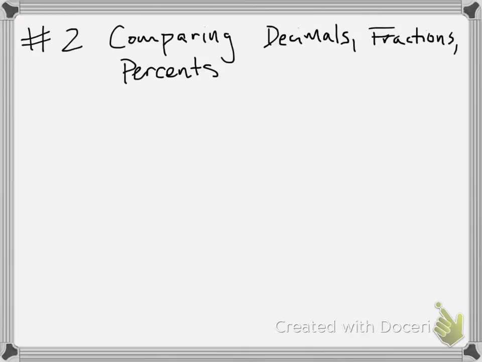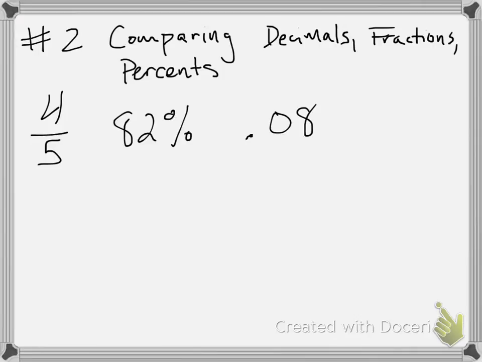Another piece that a student raised a question about was comparing decimals, fractions, and percents. We talked about this in class, and we said that really we need to pick kind of one way to represent these numbers. So if I put some numbers down here, 4/5, 82%, 8/100, and maybe 8.5%. And I want to compare these, and we're going to put these in an order. Let's say least to greatest.